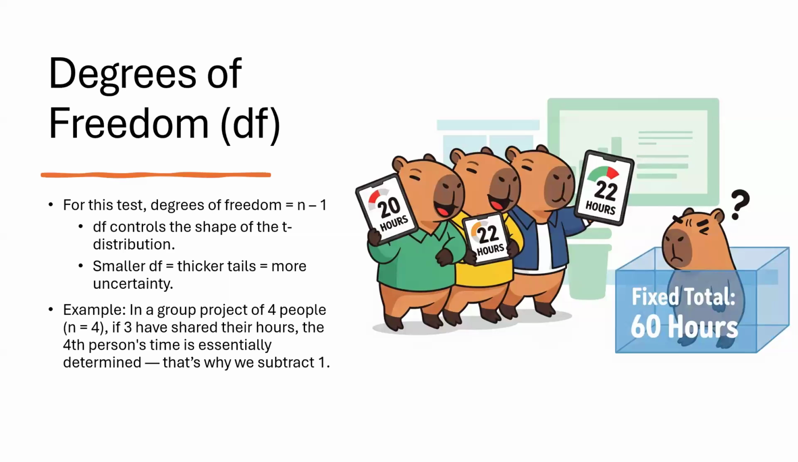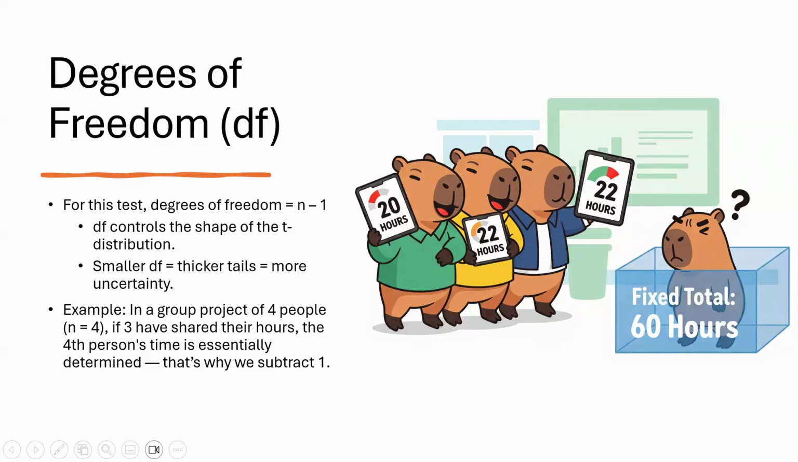Now, why does DF matter in the t-distribution? Because it shapes the curve. When DF is small, the t-distribution has thicker tails, meaning there's more probability out in the extremes. This reflects greater uncertainty in our estimates when we don't have much data. As DF increases, the curve flattens and becomes almost identical to the normal distribution.